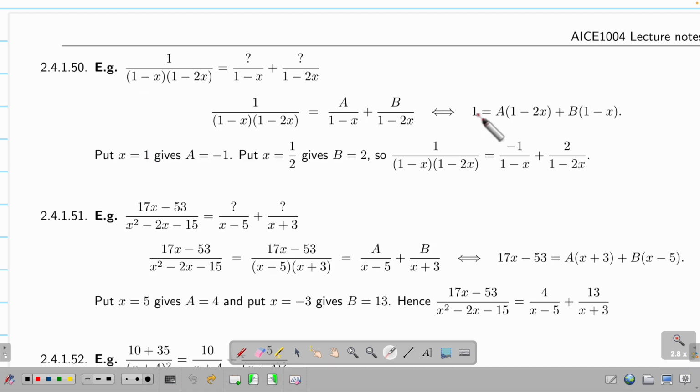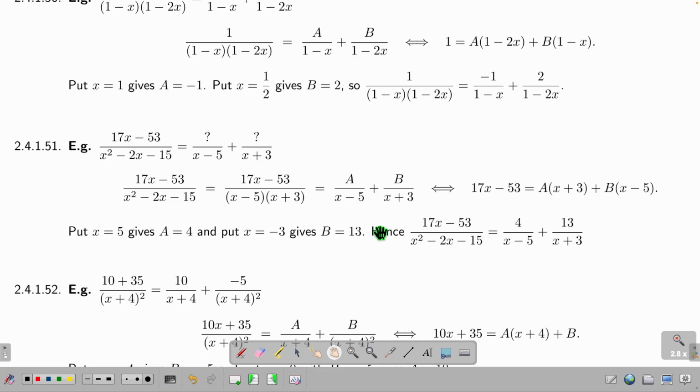I put 1, why? Because if I put 1, this term disappears, so I have an expression here, so it can be a negative 1. And then I put half, so this term disappears, I have this, so that gives me b2. That's the idea. Same here, and same here, okay?